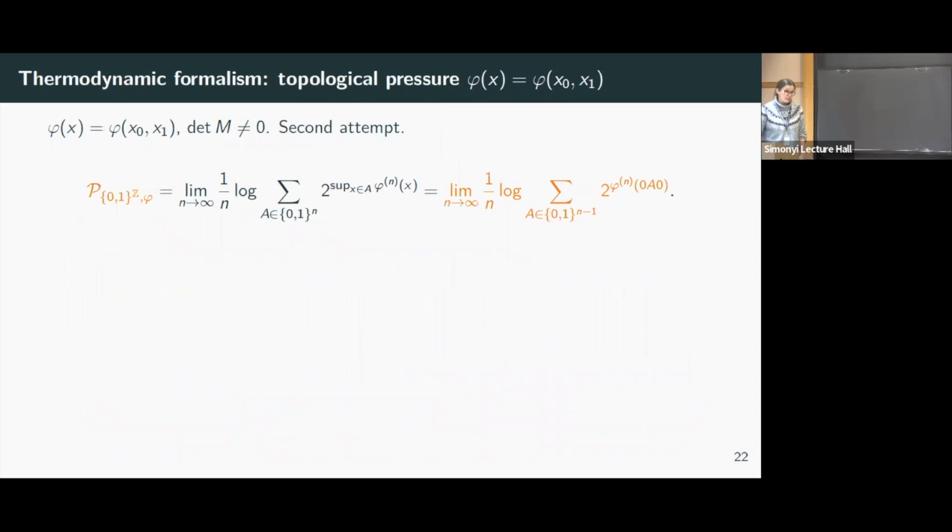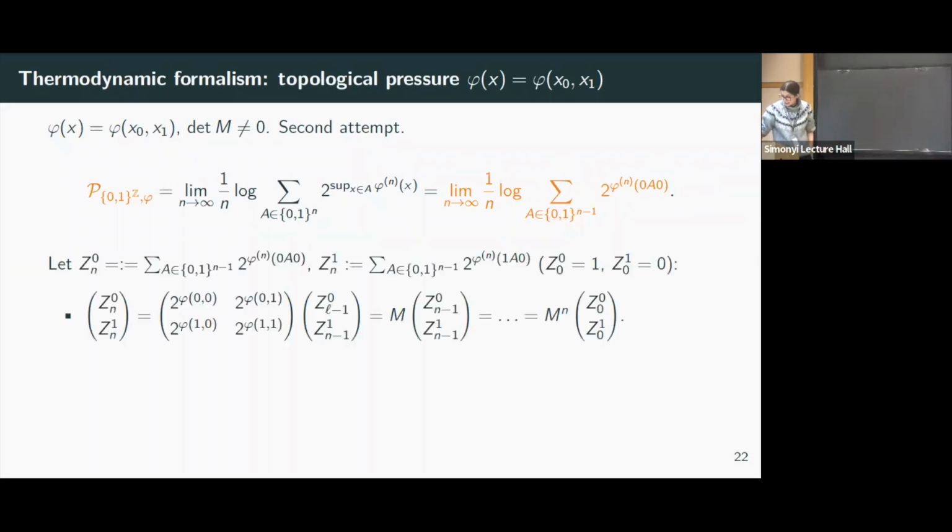Okay, so second attempt, how else can we attack this problem? This is the formula for the topological pressure. And since our potential is bounded and depends on 2 coordinates only, instead of looking at this cocycle, I can just look at the blocks of length n, put a 0 in the beginning and in the end, and compute this other expression. So when you pass to the limit, there is no difference.